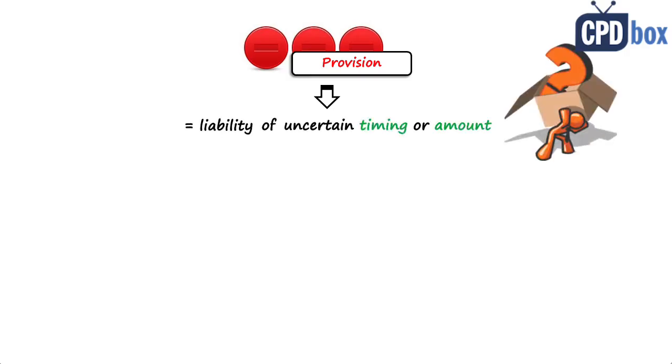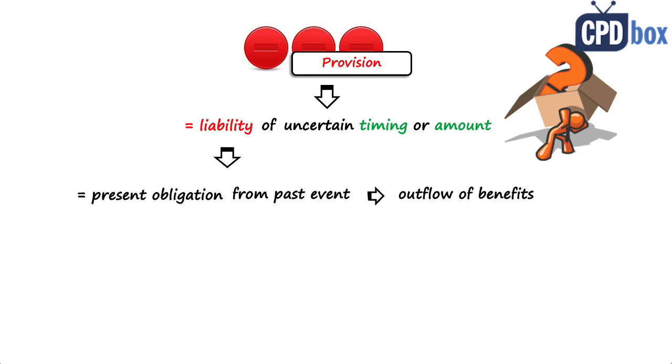So, what is a provision? It's a liability of uncertain timing and amount. But what is a liability? A liability is a present obligation of an entity arising from past events, the settlement of which is expected to result in an outflow of economic benefits of an entity. So, the critical point here is occurrence of a past event or obligating event that gives rise to the obligation. Because if there's no past event, then there's no obligation and there's no liability.